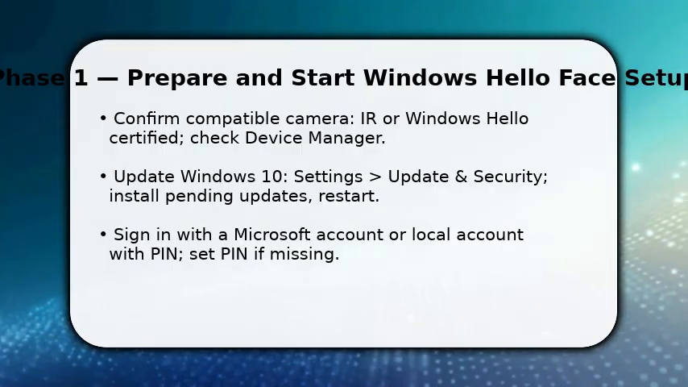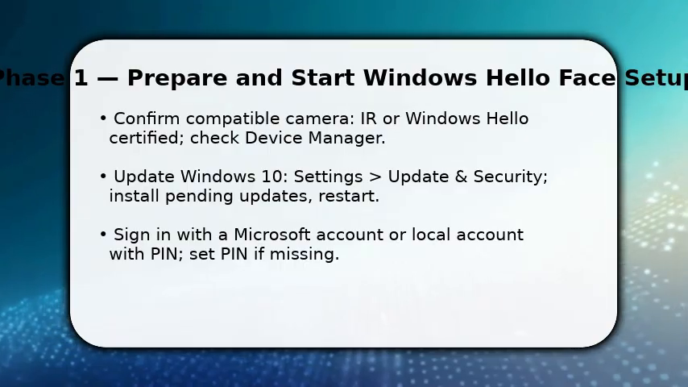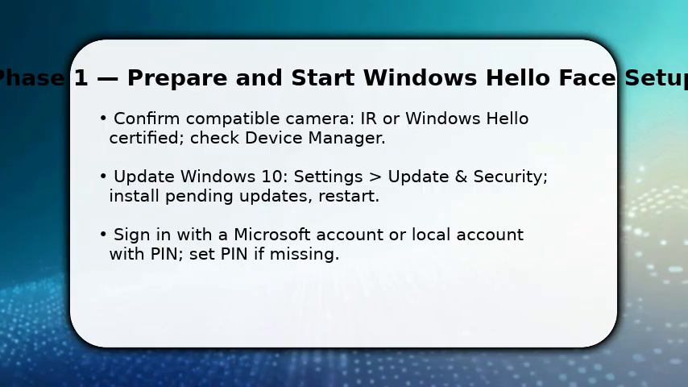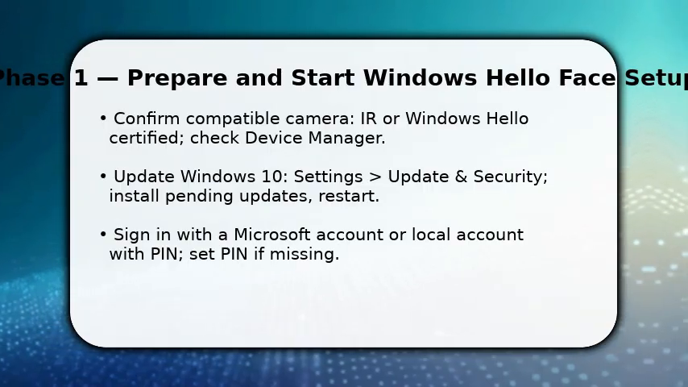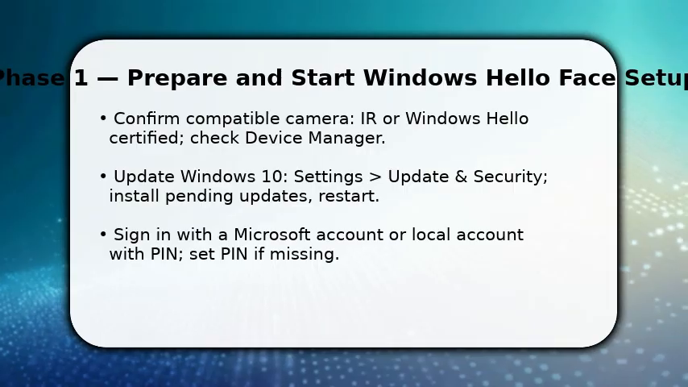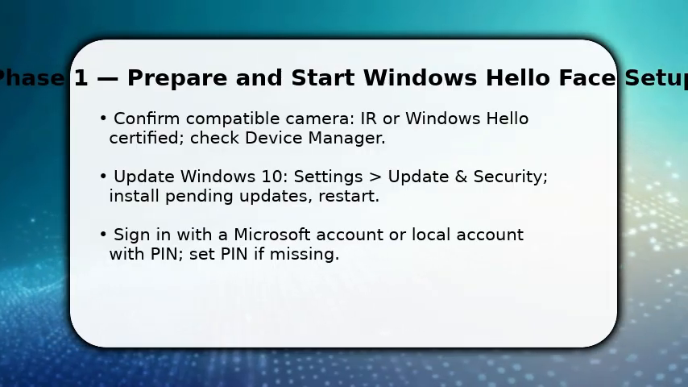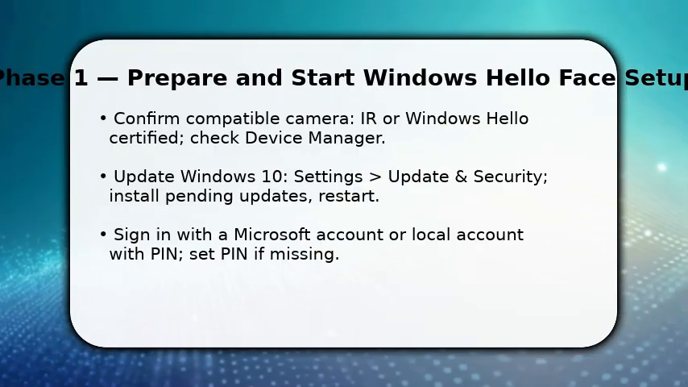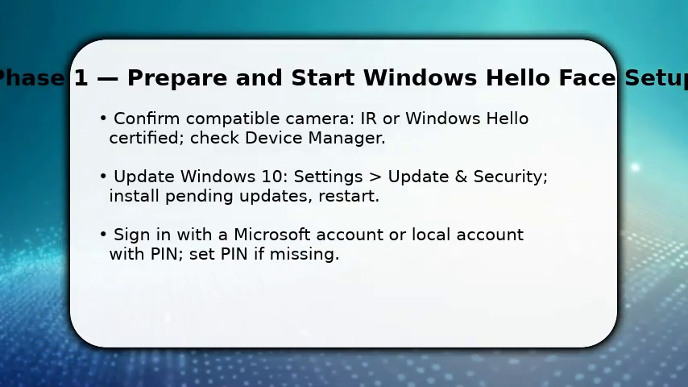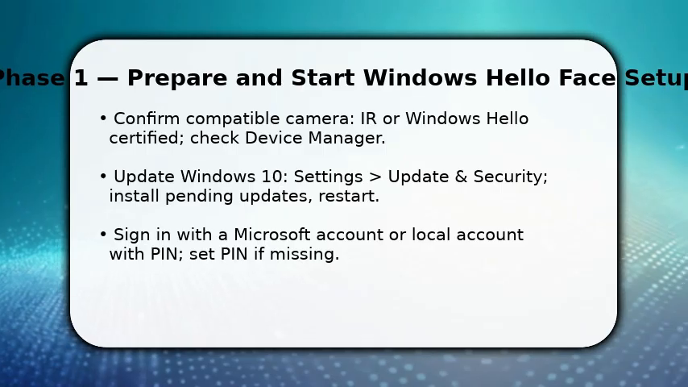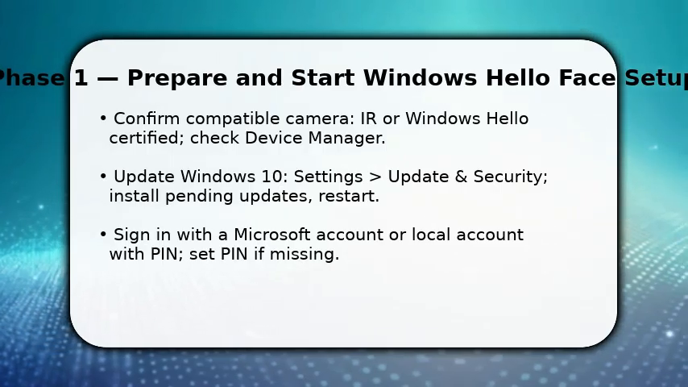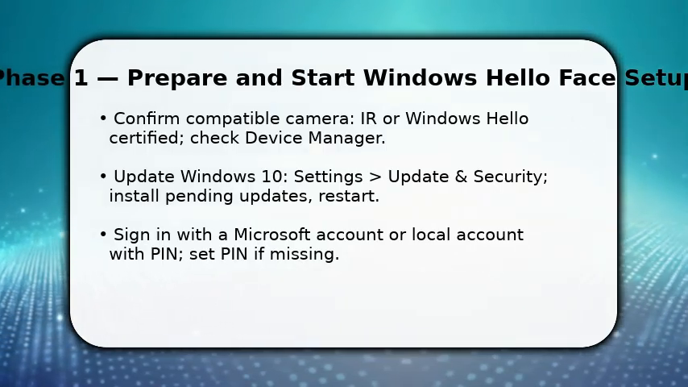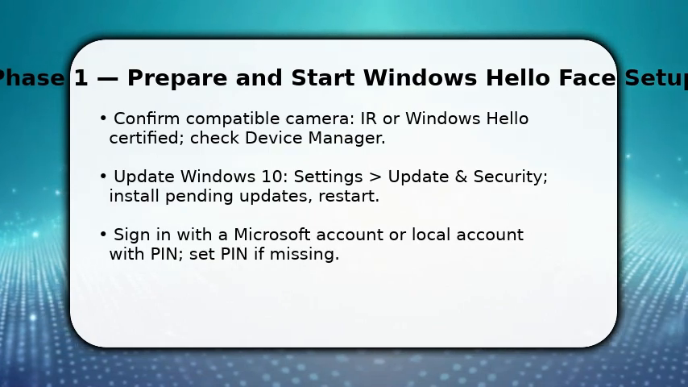You need the right camera and an active sign-in method, so start now. First, verify the camera is IR or Windows Hello certified in Device Manager, then open Settings. Once done, install Windows updates and restart to avoid driver conflicts. Make sure you are signed in with your Microsoft account or have a PIN. If you don't, create a PIN in sign-in options. These steps remove common blockers and let Windows register your face securely and reliably.